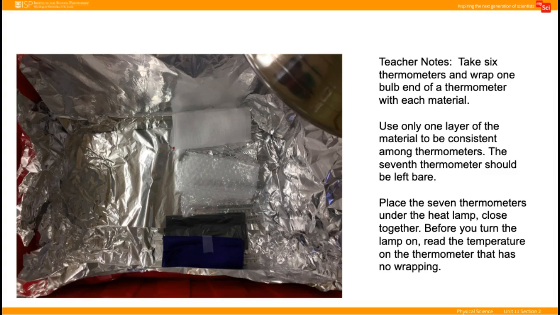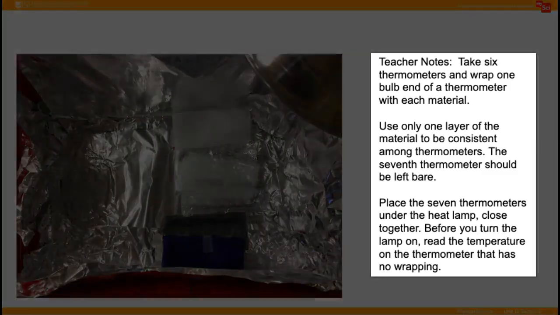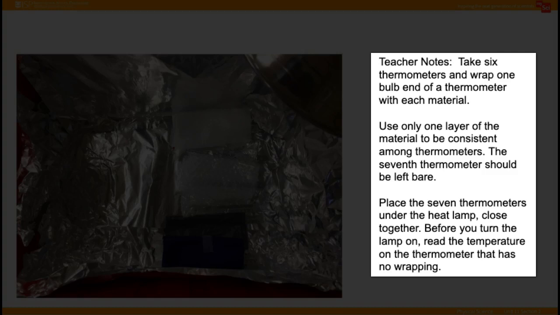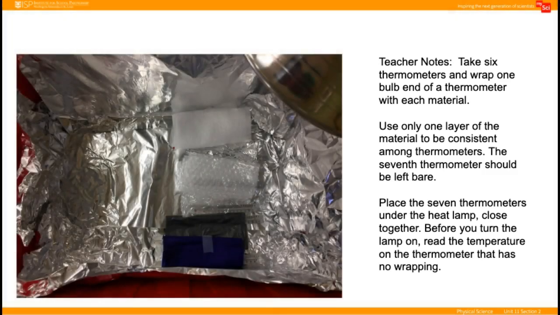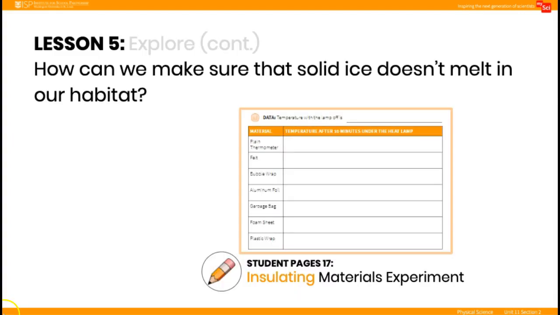Set up the insulating materials experiment as shown here. And record the temperature with the heat lamp turned off. After 10 minutes under the heat lamp, read all the thermometers, recording the data on Student Journal page 17, then turn off the heat lamp.